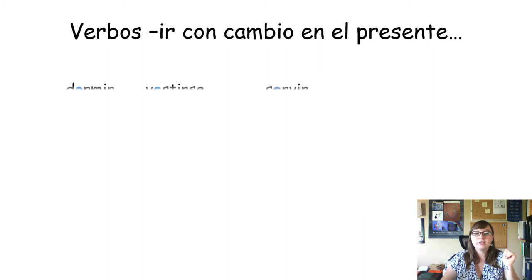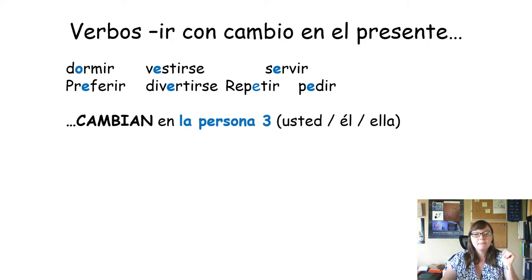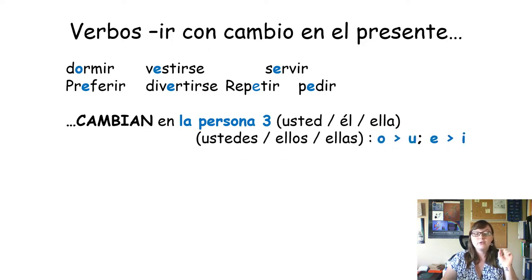Now, some IR verbs that change in the present tense. Dormir, vestirse, servir, preferir, divertirse, repetir. All of these do change in the third person. Cambian en la persona tres. Usted, él, y ella. So the O goes to a U, and that E goes to an I. So again, they're still stem changing, but there's not quite the same type of change as you saw in the present tense.